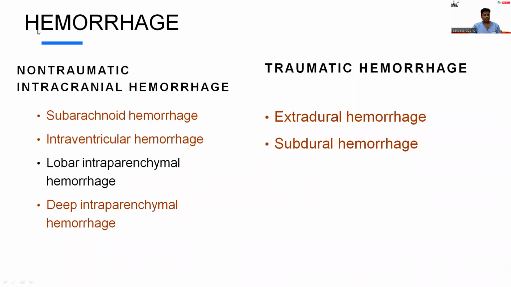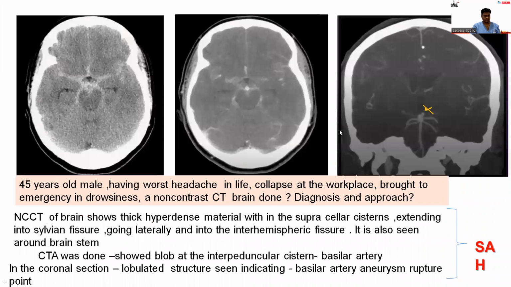We will speak about some of the hemorrhages on the CT scan and MRI, and they can be divided into non-traumatic and traumatic. In non-traumatic hemorrhages, we will speak about the SAH and deep intraparenchymal hemorrhages. In the traumatic hemorrhages, we will speak about extradural hemorrhages and subdural hemorrhages.